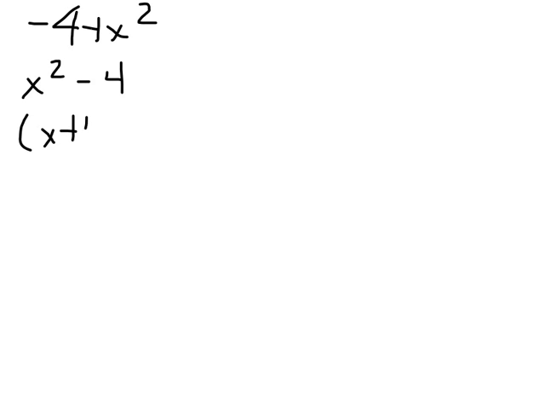Alright, so let's do some examples here. We have negative 4 plus x squared. Well, we're going to turn that around so it'll be a difference of two squares. x squared minus 4. Both of these are a perfect square, so I can simply say x plus 2, I'm sorry, not 4, 2, x minus 2.